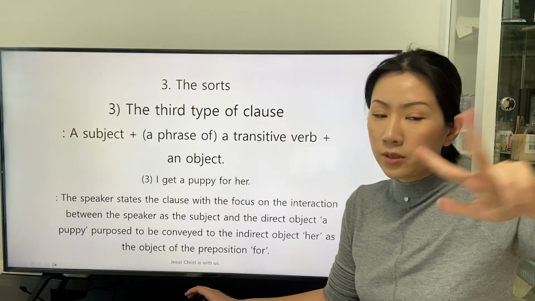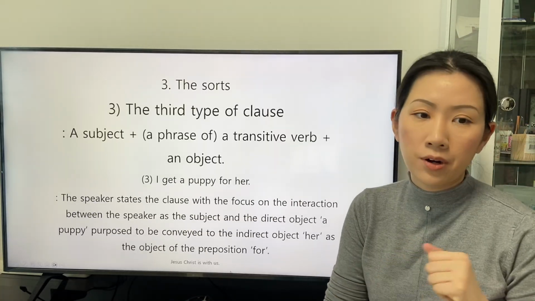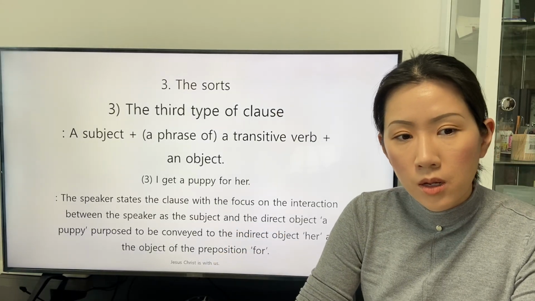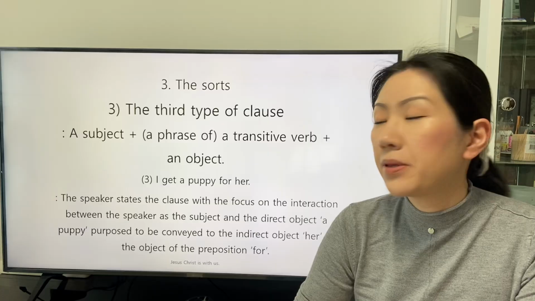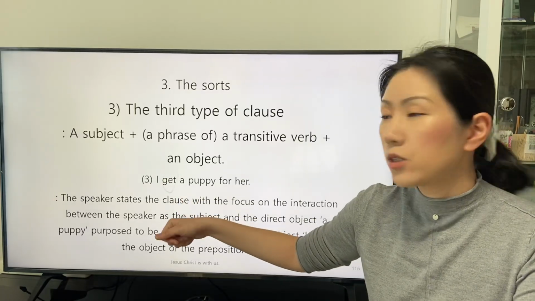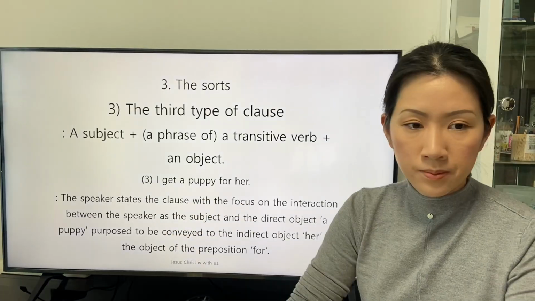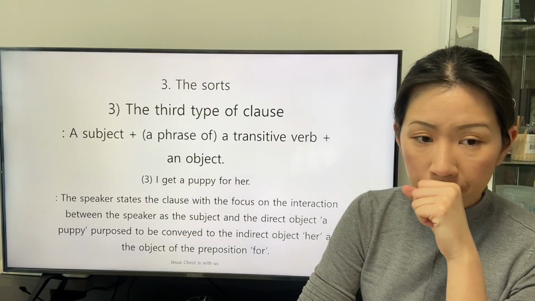The third example: I get a puppy for her. In this clause, the speaker applies the transitive verb get to describe the action of the speaker.